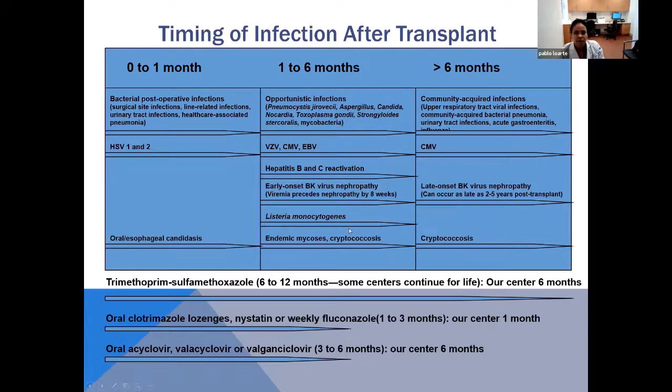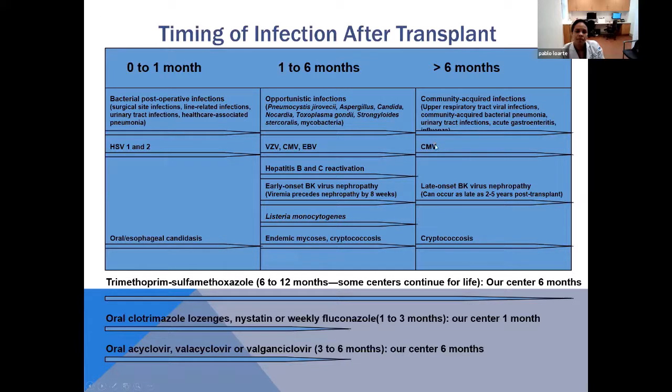You may see listeria, and you can see endemic mycosis and cryptococcosis during the first 6 months. Once you go beyond 6 months, you start seeing the regular infections as you see in the general population, more community-acquired infections like upper respiratory infections, pneumonia, UTI, gastroenteritis, influenza.